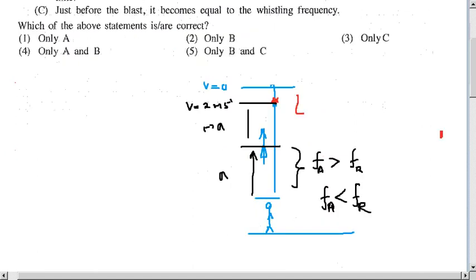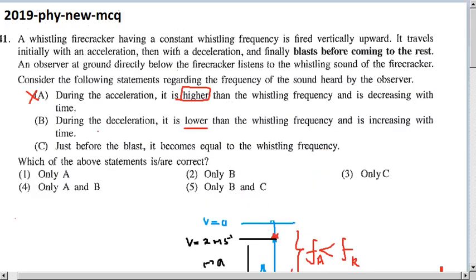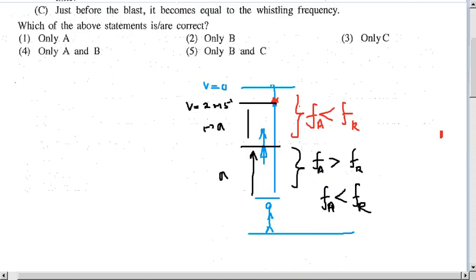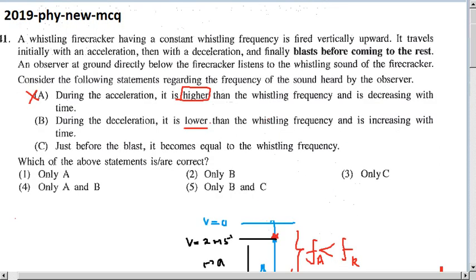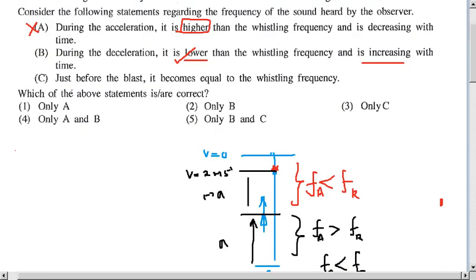In this deceleration part also, this one is still moving away. Therefore, the apparent frequency must be smaller than the real frequency even in this part. In both parts, that is correct. So here they say during the deceleration it is lower, so that is correct. It means this apparent frequency, the frequency heard by the observer, is lower. So that word is correct. Therefore I mark it correct than the whistling frequency, and it is increasing. So let us discuss this one later. We don't touch this one now. Keep it aside. Then we don't mark correct or wrong for this one.